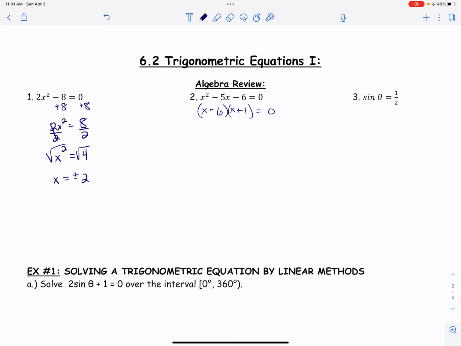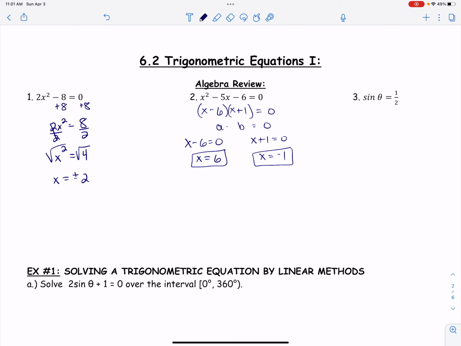Now to solve when I have these two binomials, I know if a times b equals 0, then either a or b must equal 0. So a is x minus 6, that either has to equal 0 or x plus 1 has to equal 0. So I add 6, x would equal +6 on this one, and x equals -1. And I'd get two solutions. Both of those would work if I plugged them into the left side, I would get 0 on the right side. So just a quick algebra review, because some of those properties we will definitely use in these trig functions.